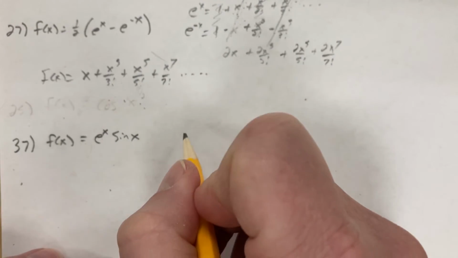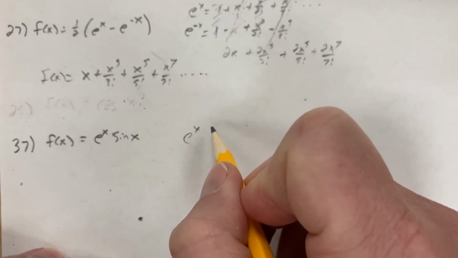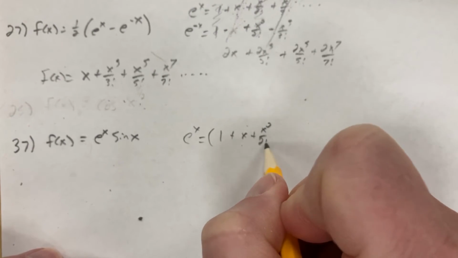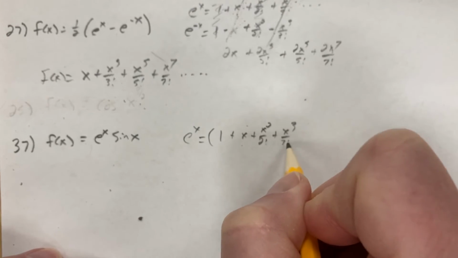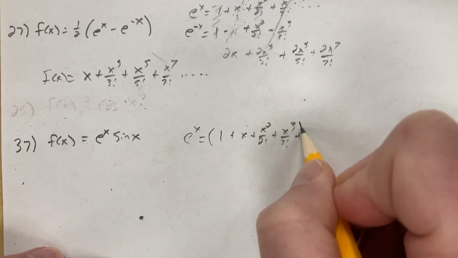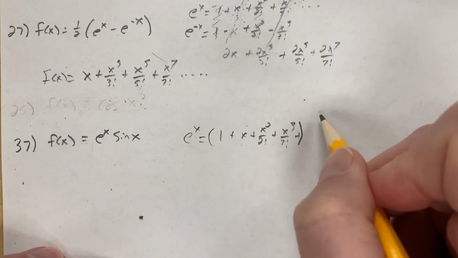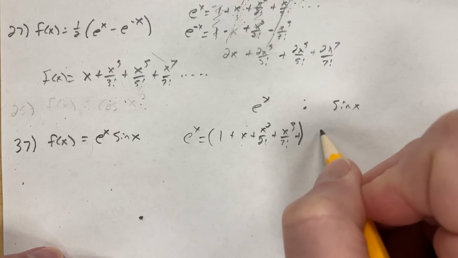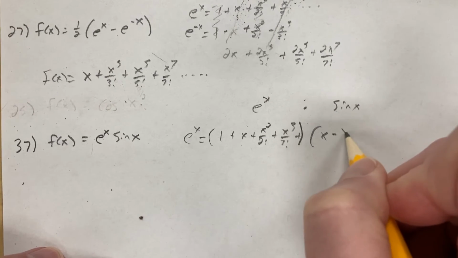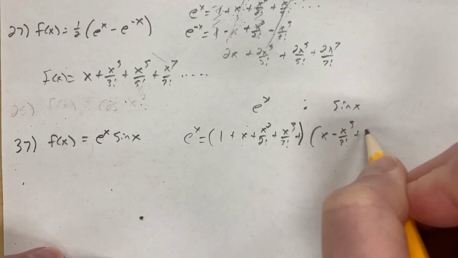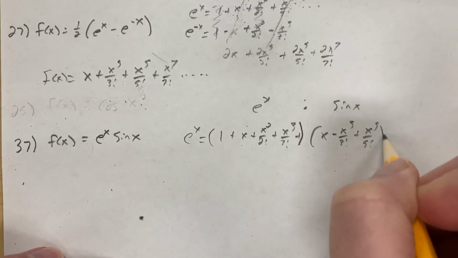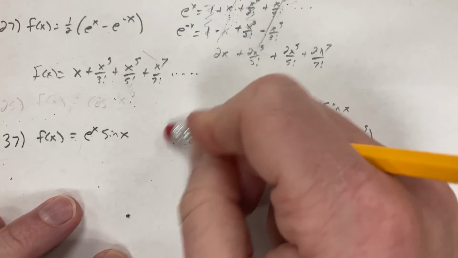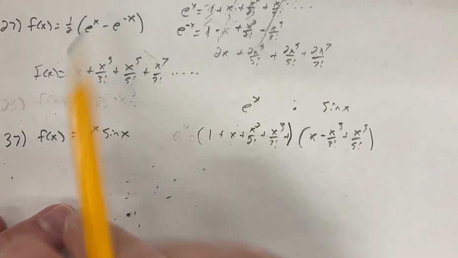So if I put e to the x as 1 plus x squared over 2 plus x to the 3 over 3, that's probably going to be good enough there. And then the sine x, so this is e to the x, times sine x is x minus x to the 3rd over 3 plus x to the 5th over 5, and that's probably going to be good enough there. What we're actually going to do now is we're going to just do some multiplying. We're going to like FOIL this out.